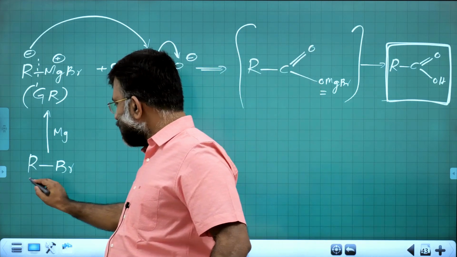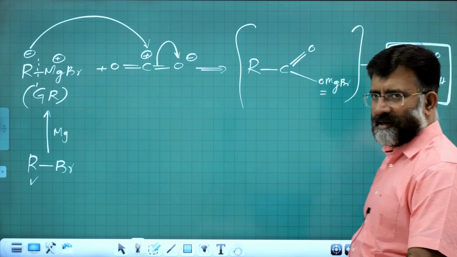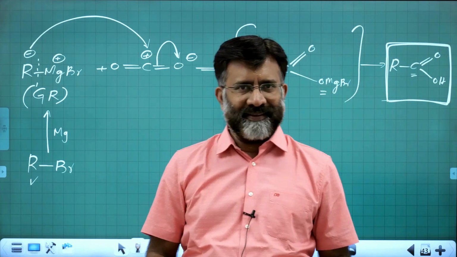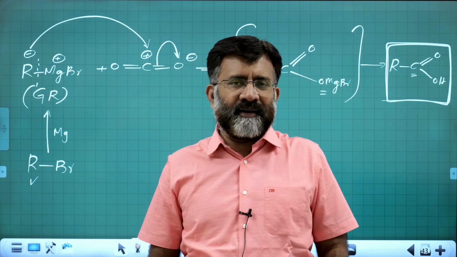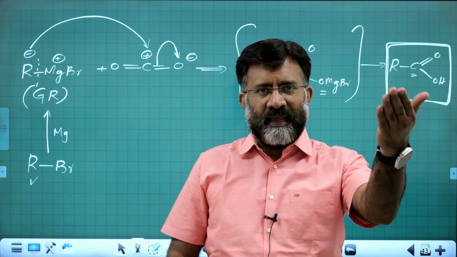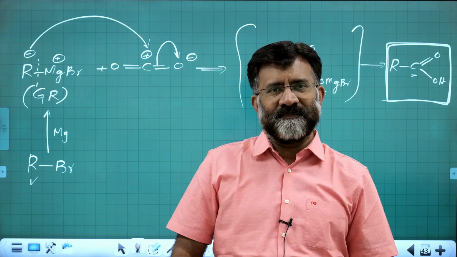So at the starting point we have only R, and at the end point we have one carbon extra. It is an ascending reaction. Starting from an alkyl halide, you can get a carboxylic acid, one carbon extra. Ascending reaction. Is it clear?